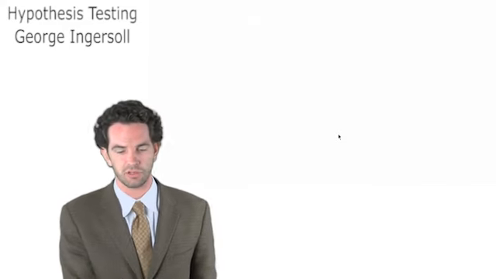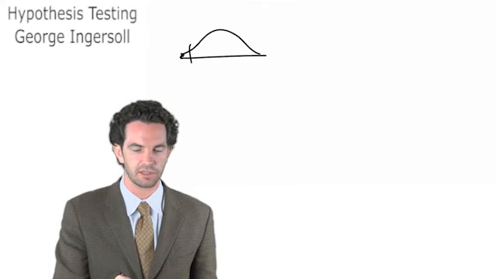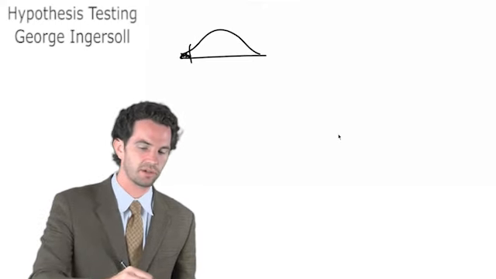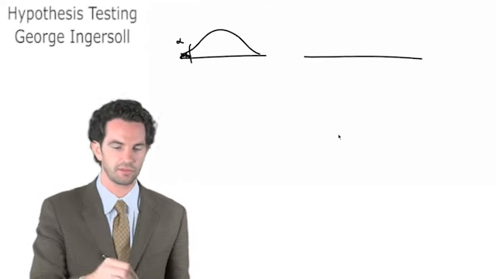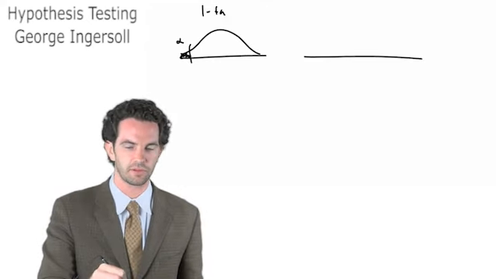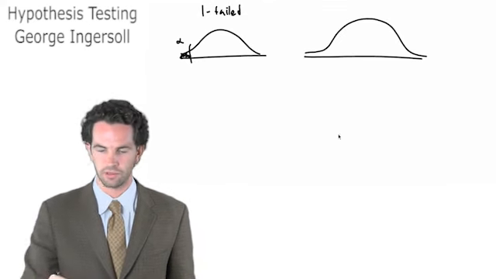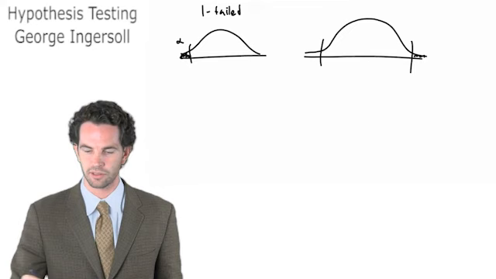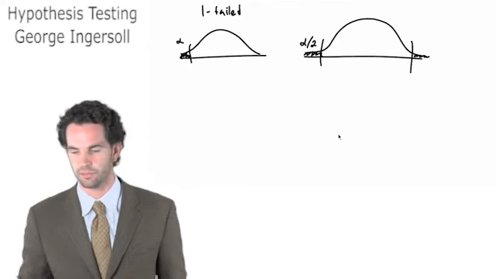So, just to draw these out, in a one-tailed test, you're just dealing with this, and this is your alpha. In a two-tailed test, you're dealing with both sides. And so each of these is going to be alpha divided by 2.